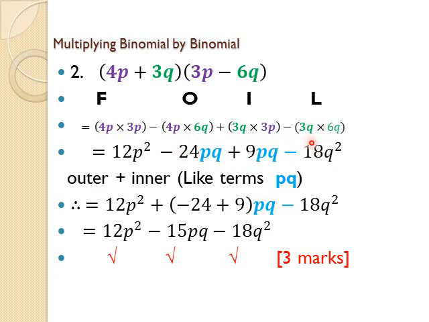Once I'm done multiplying, I always have to check for my like terms. So they have pq and pq in blue. So minus 24 plus 9. The 12p squared and 18q squared have nothing the same as them, so they stay as they appear. So minus 24 plus 9 gives me minus 15pq, and there I have my 3 marks.